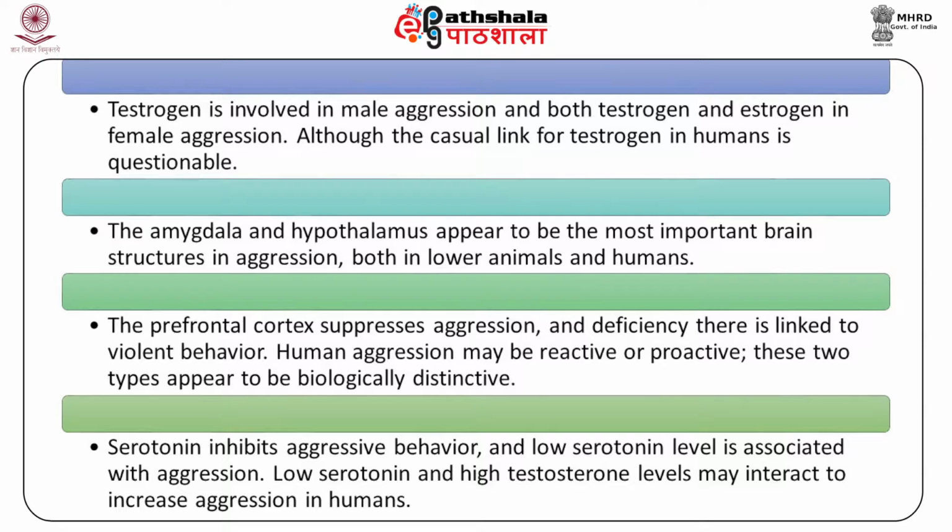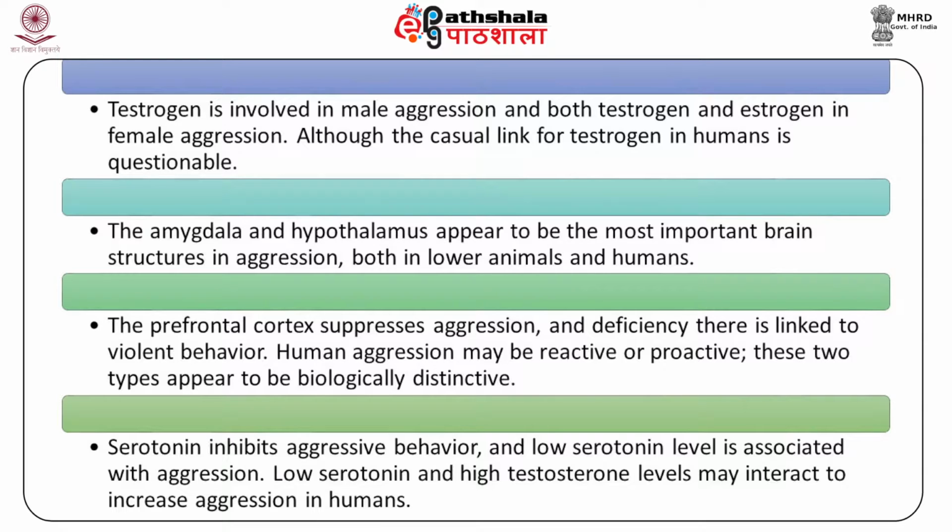The amygdala and the hypothalamus appear to be the most important brain structures in aggression both in lower animals and in humans. The prefrontal cortex suppresses aggression, and deficiency there is linked to violent behavior. Human aggression may be reactive or proactive. These two types appear to be biologically distinctive.